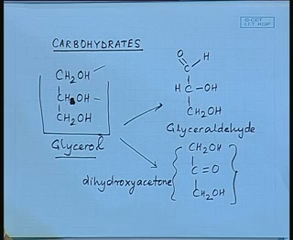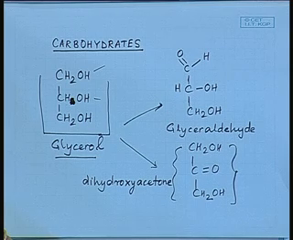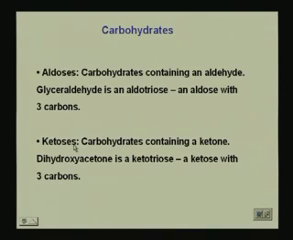So, we have carbohydrates that contain an aldehyde like glyceraldehyde that are called aldoses, and glyceraldehyde is an aldotriose because it has 3 carbon atoms, an aldose with 3 carbon atoms. We have ketoses like the one I just drew, dihydroxyacetone, where the carbohydrate contains a ketone, it is a ketotriose. So, it is a ketose with 3 carbon atoms. Okay, this is just the nomenclature that you would look at. So, you have an aldose, in this case glyceraldehyde is an aldotriose. We have ketoses, dihydroxyacetone is a ketotriose.